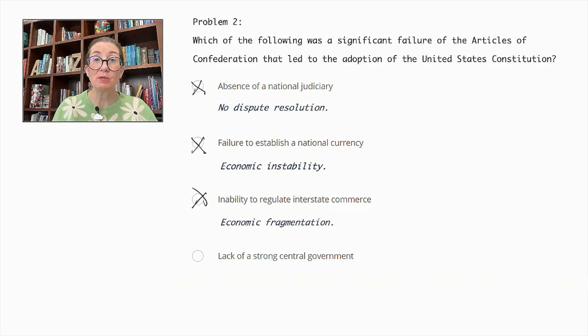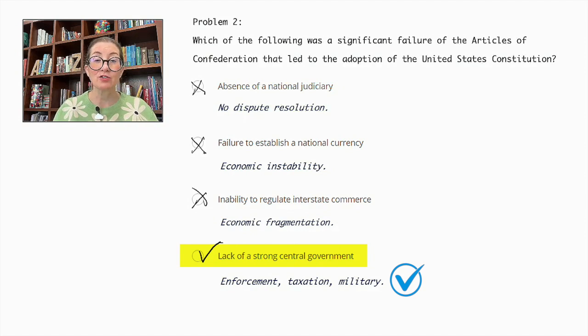However, the primary and most overarching failure was the lack of a strong central government. The Articles of Confederation created a weak federal government that could not enforce laws, levy taxes, or maintain a standing army, leading to inefficiencies and vulnerabilities that necessitated the stronger, more centralized framework provided by the United States Constitution. Therefore, lack of a strong central government is the correct answer here.